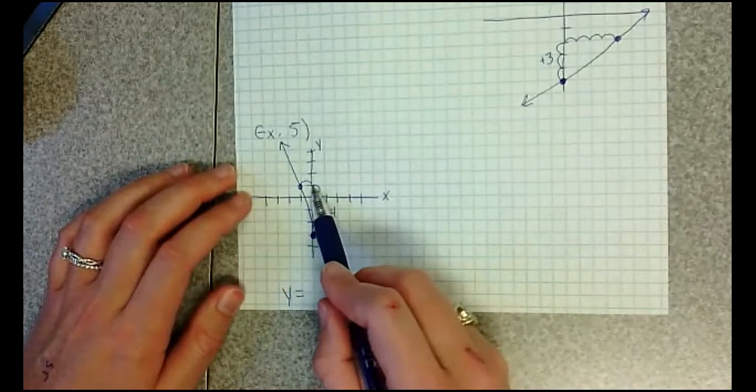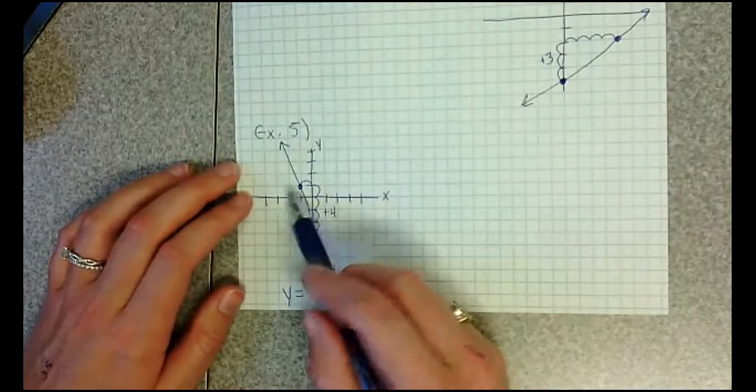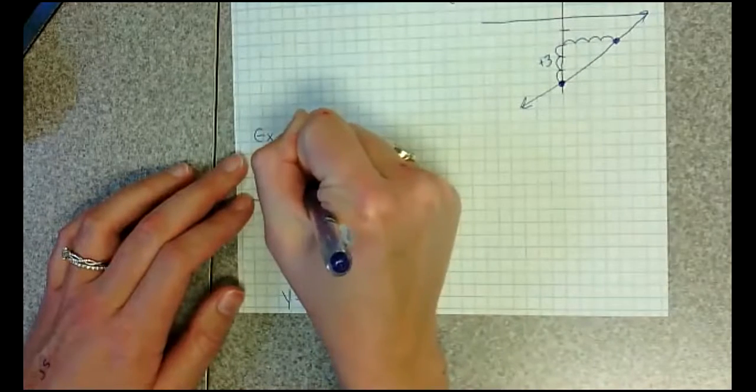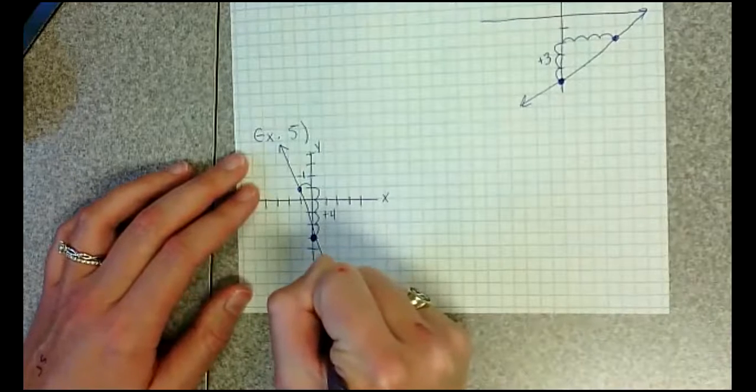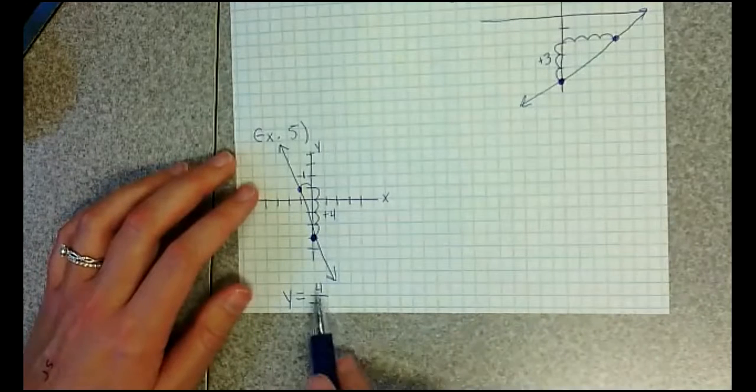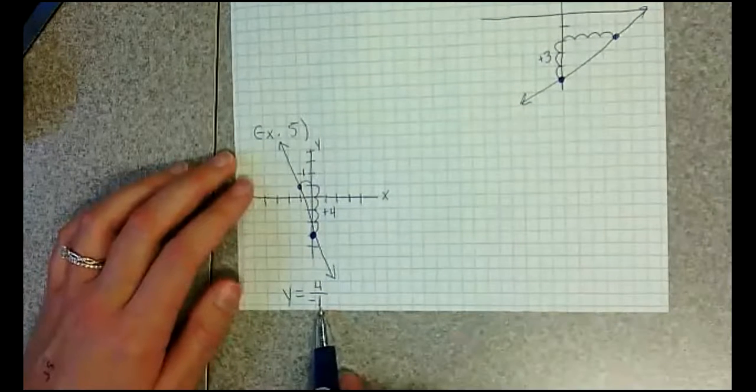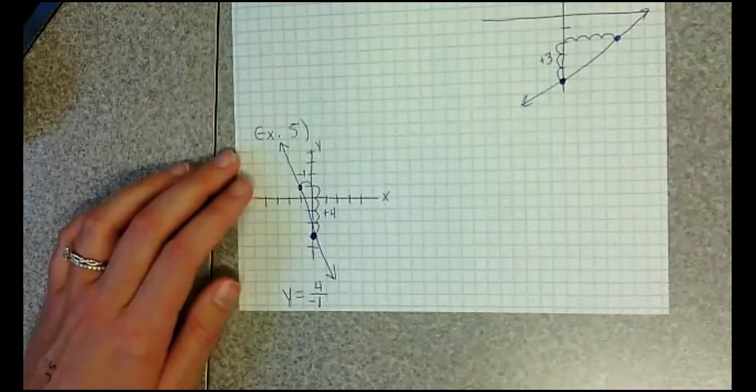So we went up 4, over 1 to the left. Left would make this negative. So my slope would be 4 over -1. If you wrote it as -4 over +1, that also works. Hey guys, what do we put after the slope?